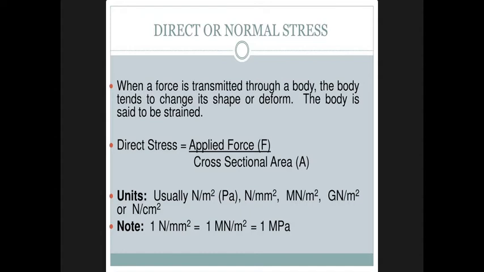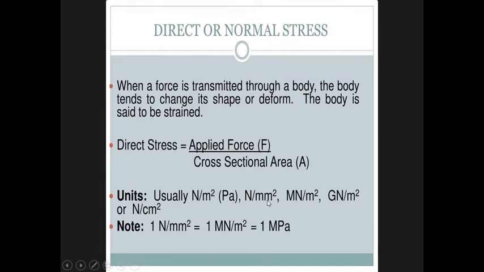So F means force, A means area. Another form of force is P, so you have denoted the load P also as force. So you can change the formula F by A or P by A. Both are same. So units are usually Newton per meter square or Pascal. So Newton per meter square is also called Pascal.